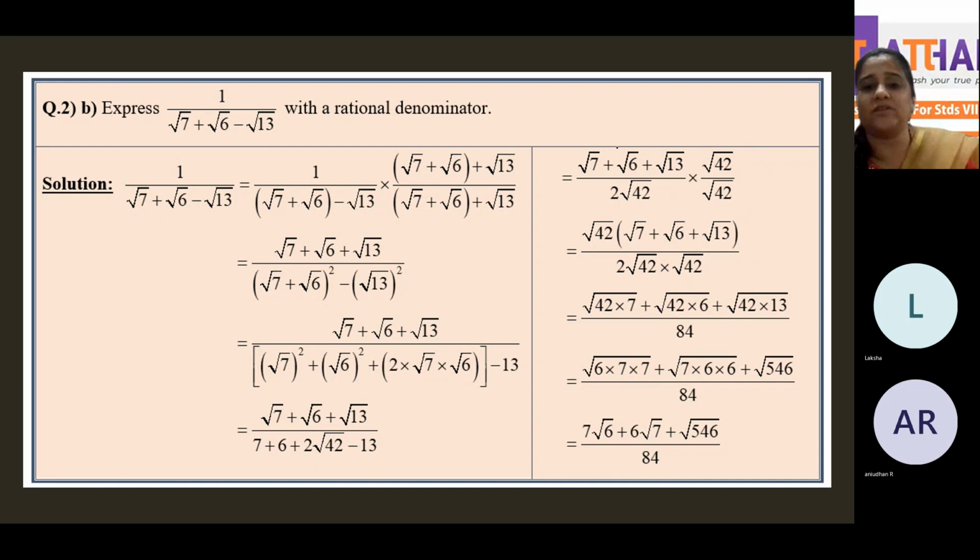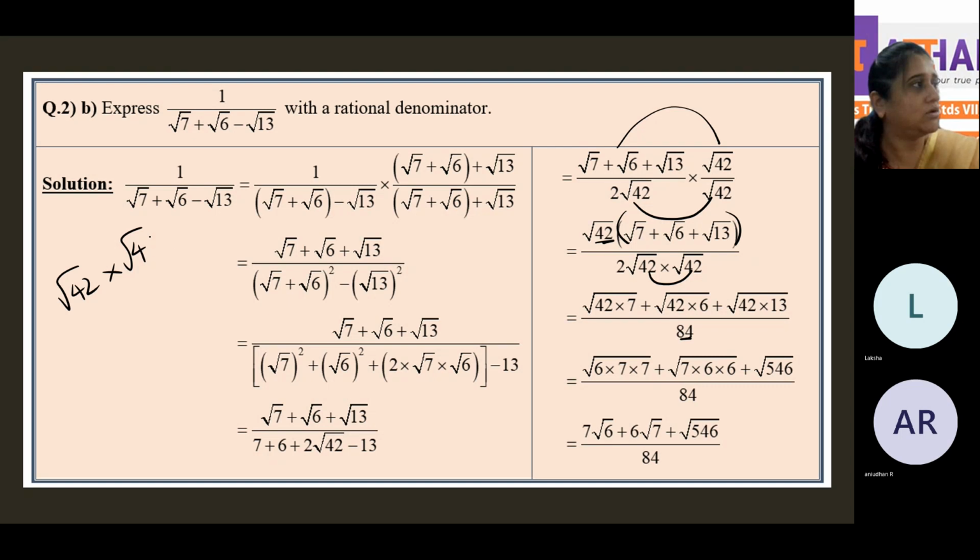Then multiply the numerator. So I've written root 42 here and this one in a bracket. Multiplication. And then when you multiply this, it will be 2 root 42 into root 42. So that will be what? Root 42 into root 42 is 42, into 2 is 84. Do we understand that, children? Because it is root of 42 into 42, and from that 42 comes out of the square root. So 2 into 42 is 84.